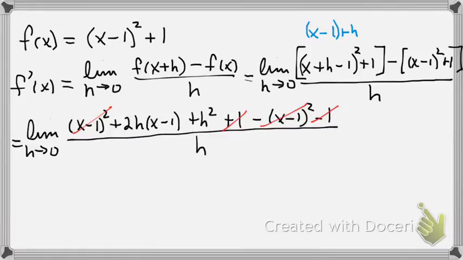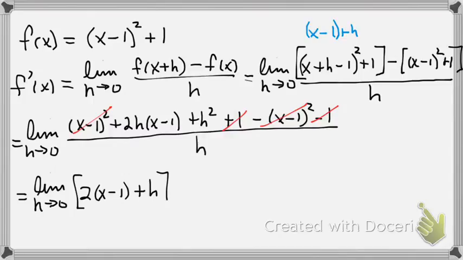We can reduce. So I have the limit as h approaches 0. That's going to be 2 times (x minus 1), and then plus h. Are you guys with me on that?